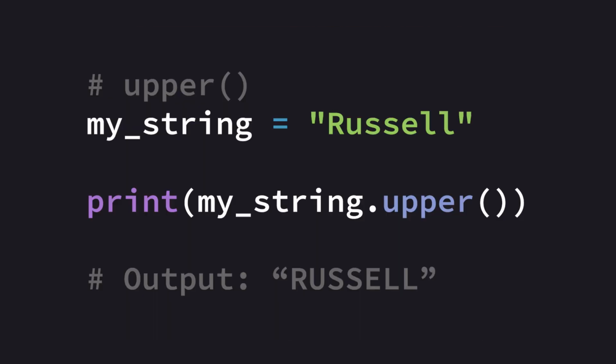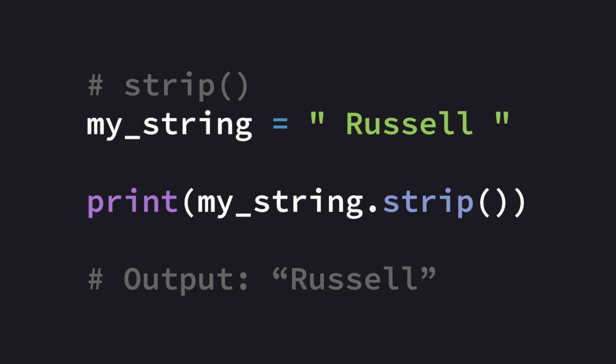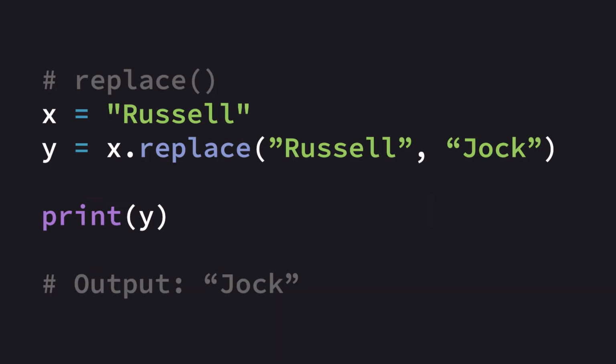The upper method converts all characters in a string to uppercase. The lower method converts all characters in a string to lowercase. The strip method removes leading and trailing whitespace. The replace method replaces occurrences of a substring with another substring.